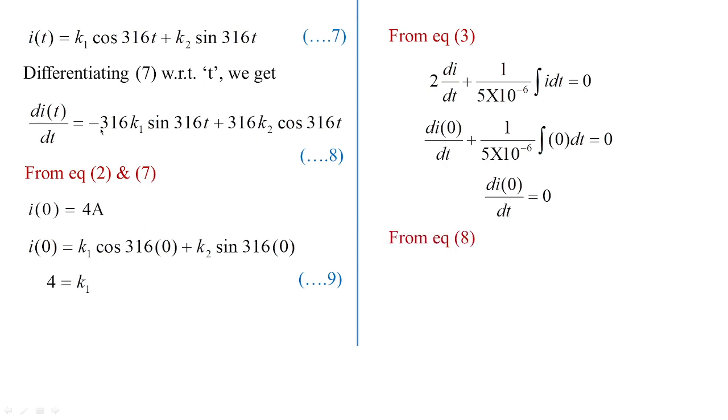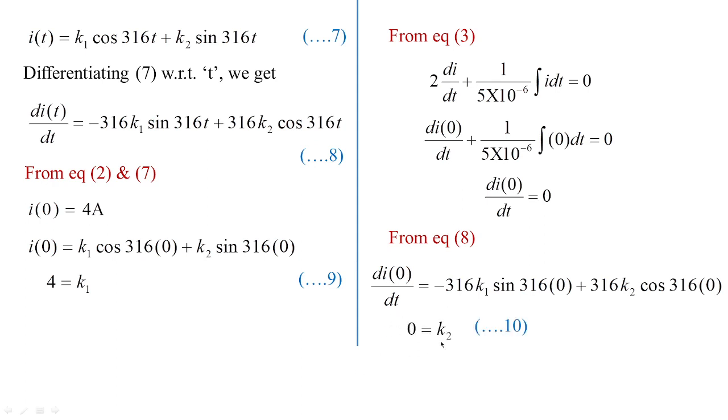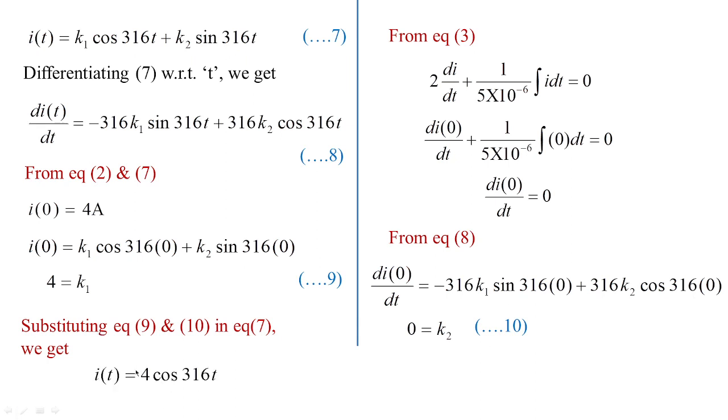And from equation 8, I'm substituting the values of 0. So minus 316 k1 sine of 0 is 0, plus 316 k2 cos of 0 is 1, and already di by dt of 0 is 0. Hence the value of k2 becomes 0, and this becomes equation 10. So once I obtain the values of k1 and k2, I substitute them into equation 7. Then I get the value of I of t, which is equal to 4 cos 316t.